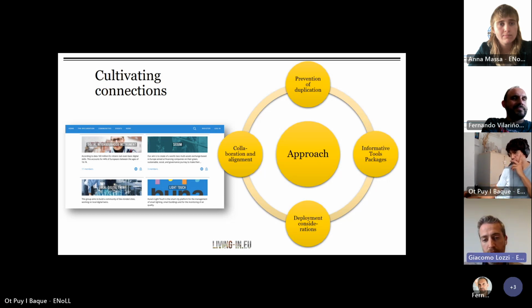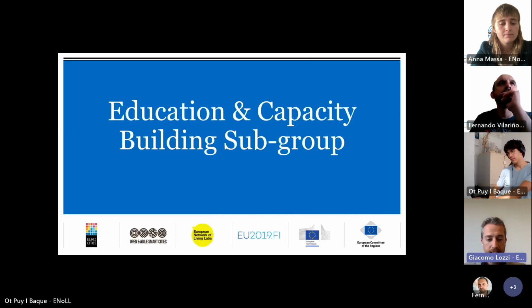We also want to collaborate and align with other projects, both the running ones and the ones that have already concluded. And we will have some deployment considerations: how these tools can help support the deployment of digital assets and tools that are first tested in some research and innovation projects.